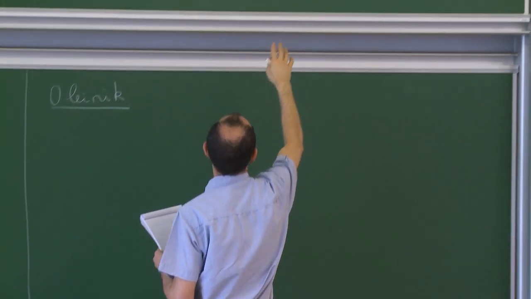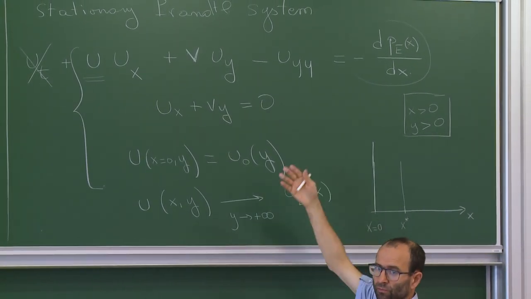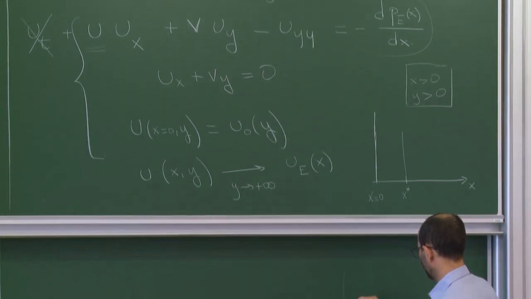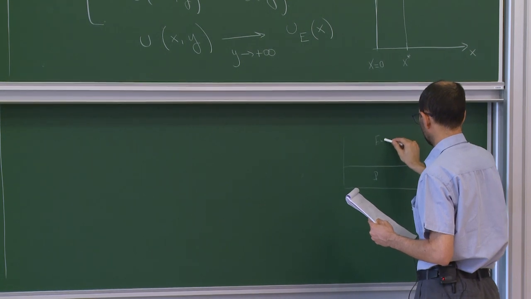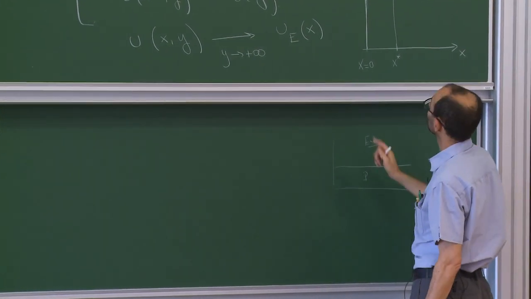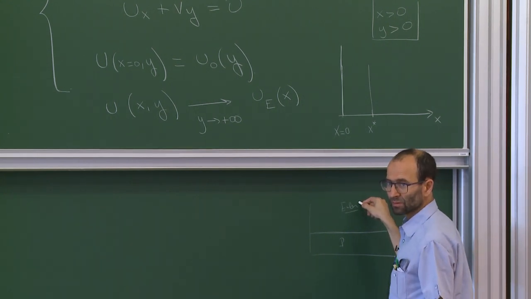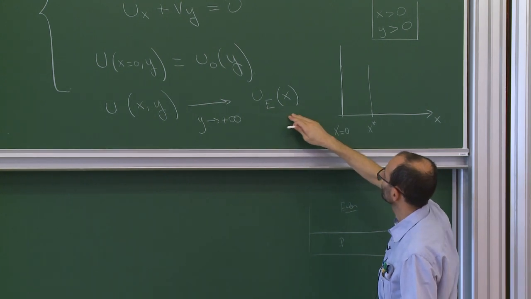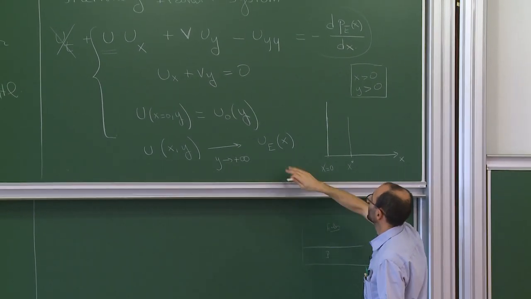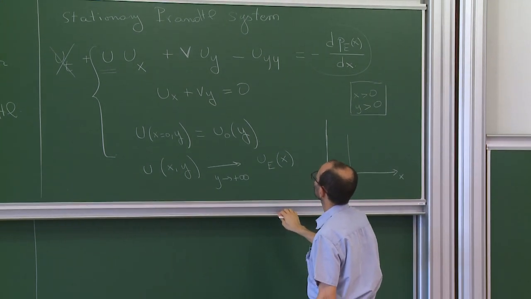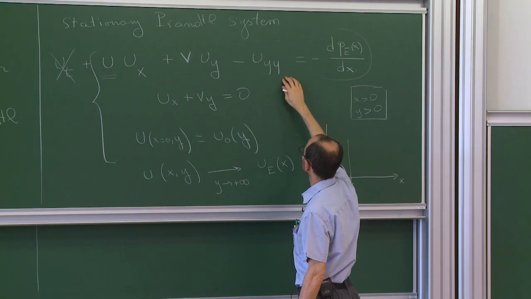Maybe just one remark. I didn't insist on this again. So this is the Euler flow, right? Normally we will have Prandtl here, and here we have Euler. So the limit when y goes to infinity here corresponds to Euler on the boundary. If you are in the Euler flow, this corresponds to the boundary value of Euler. And it's not difficult to see that there is a compatibility between this and this, because when y goes to infinity, you expect this to go to zero.